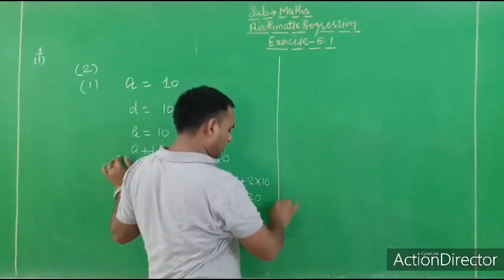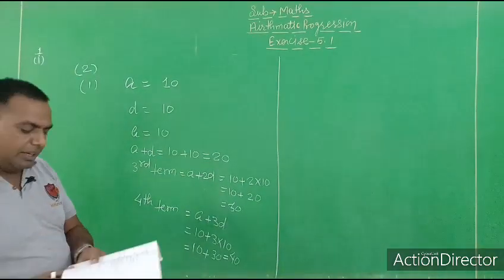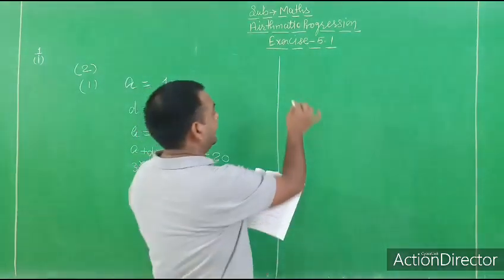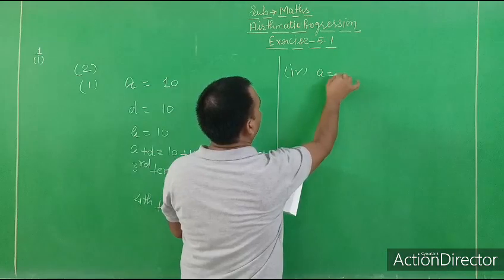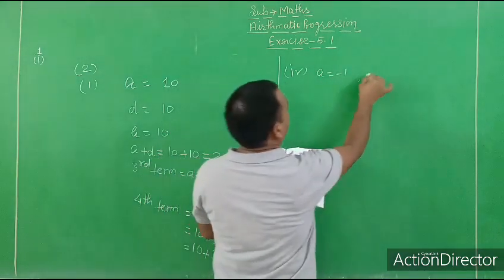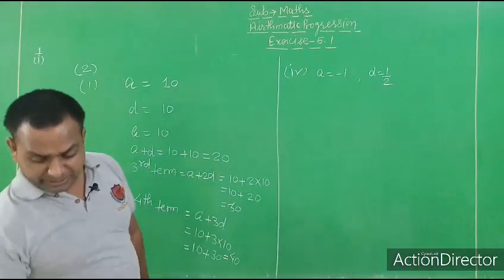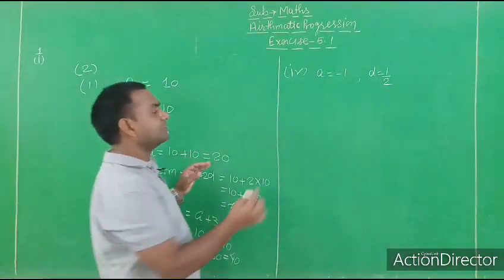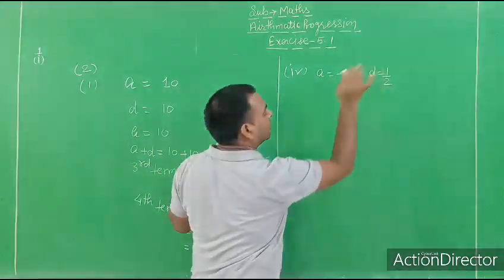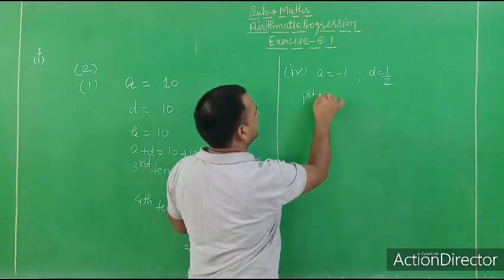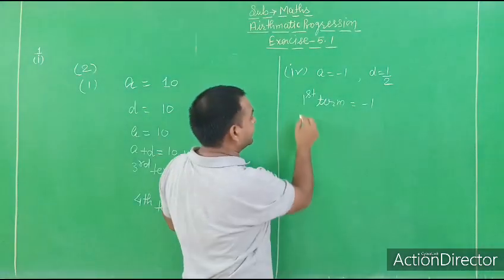Another question I will also solve. I hope that all of you understand these questions. And next question, question number 4. If a is equal to -1 and d is equal to 1/2, then here also the first term a is equal to -1 and d is given as 1/2. So the first term is equal to -1.